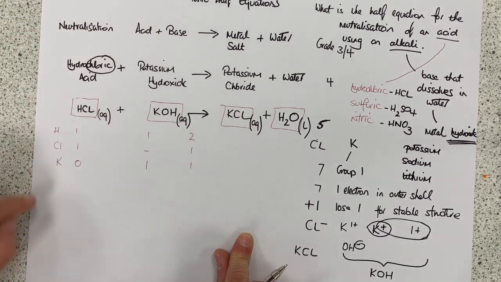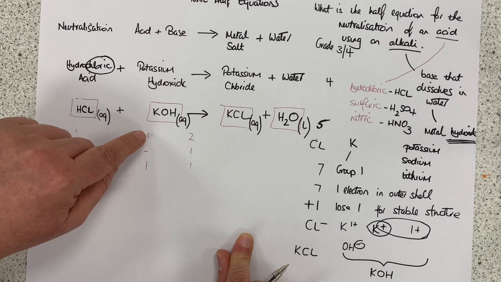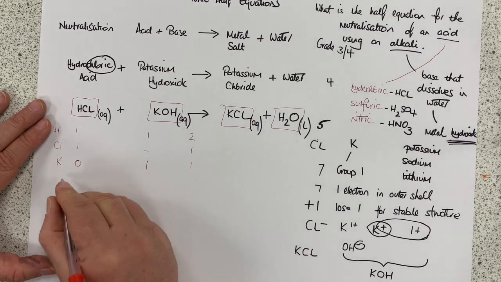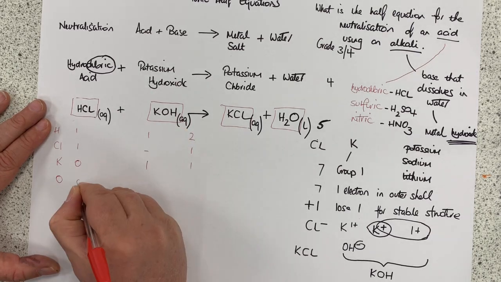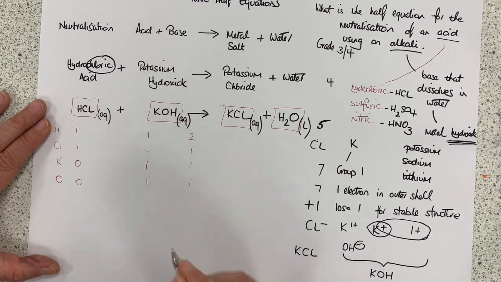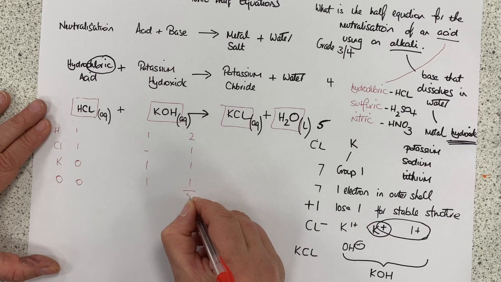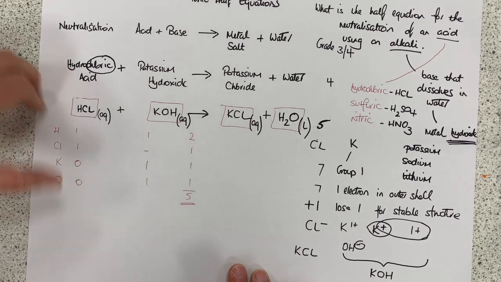So have I dealt with everything? 1, 2, 3, 4. I'm missing something. What am I missing? Oh, an oxygen. Yes. So none in there, 1 in there. So that's 1 in total. 2, 3, 4, 5 atoms in total. 1, 2, 3, 4, 5. Excellent. Okay, now we look on the other side.